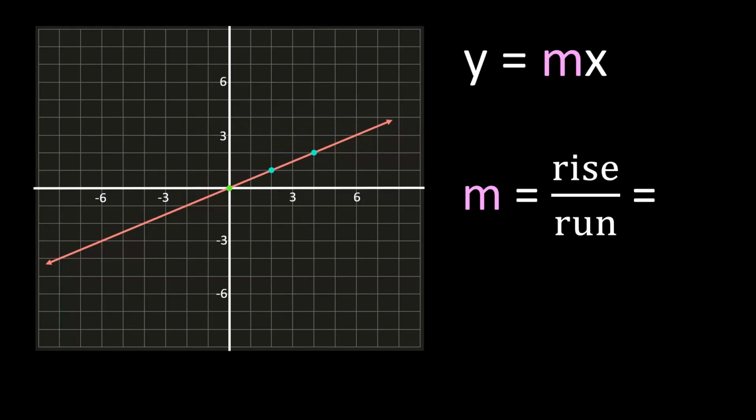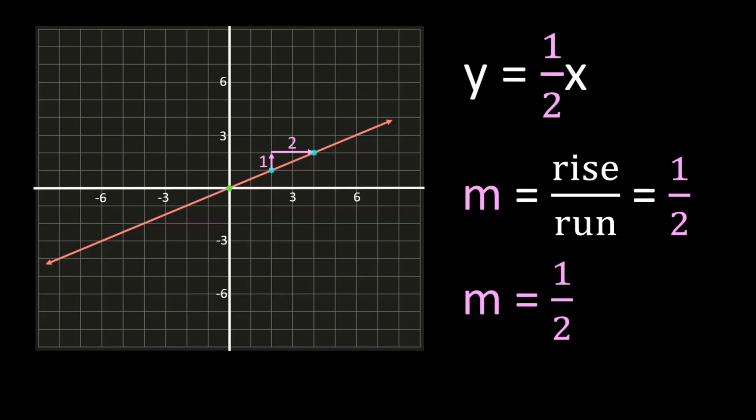I'm going to start with the point on the left, and to create this right triangle, I'm going to be going up 1. That means my rise is 1. And to make the rest of the right triangle, I'm going to be going to the right 1, 2. So my run is 2. Now I can take these values and plug them in for my rise and my run. My rise was 1. My run was 2. So my slope is equal to 1 half. So I'm going to take the 1 half and substitute it for the m, or for the slope, in my slope-intercept form. And the equation for this line will be y equals 1 half x.